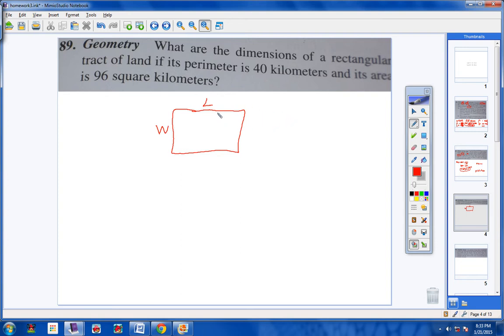Now if you'll think about it, I have one equation right away. It's so easy. It's W plus L plus W plus L equals 40, right? I mean, if this is W here, this is W over here. If this is L here, this is L. If I take W plus L plus W plus L, that's my perimeter, and my perimeter is 40. So there's one equation. Let's simplify that. We get 2W plus 2L equals 40. And let's simplify it a little further. Let's divide everything by 2. W plus L equals 20.